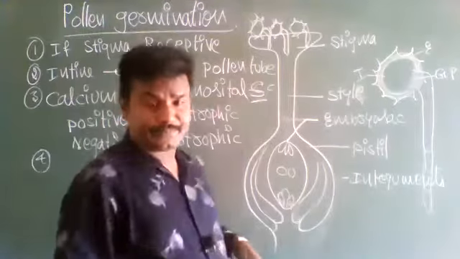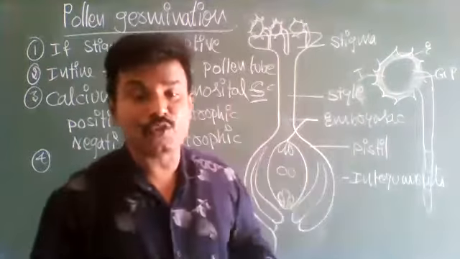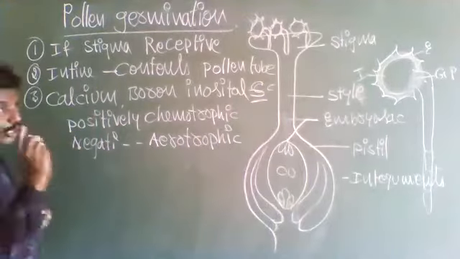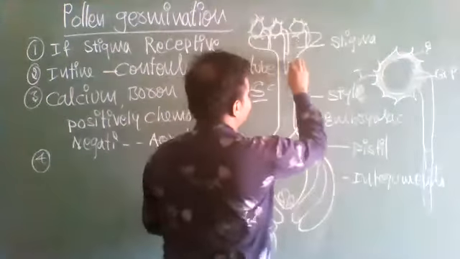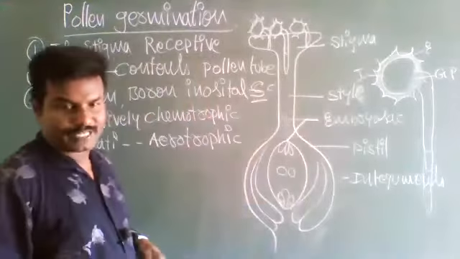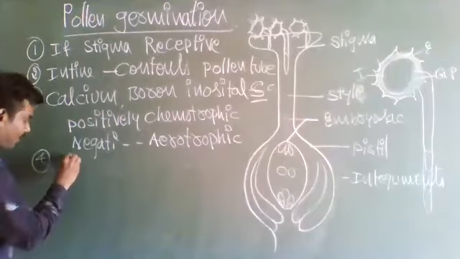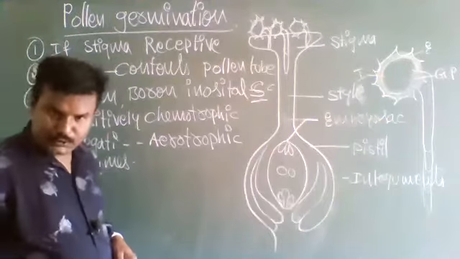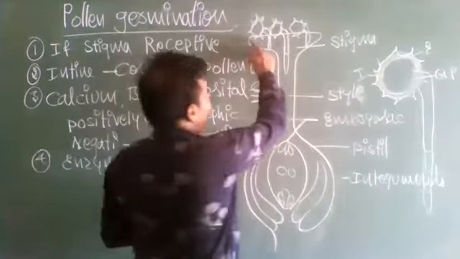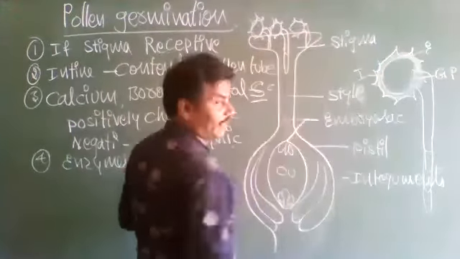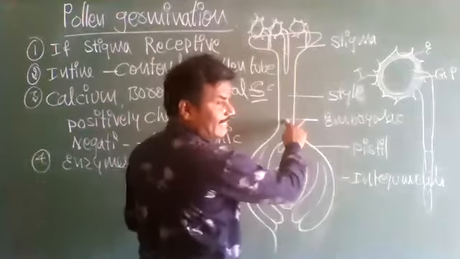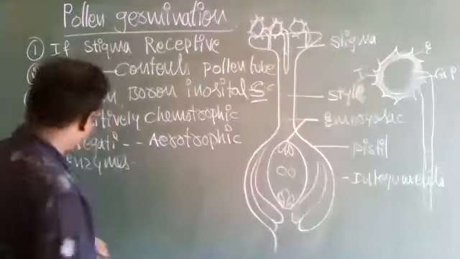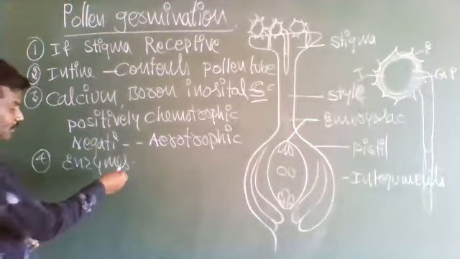Generally, the stigma also secretes various kinds of enzymes. See, not a stigma, so the growing pollen tube, a little bit corrected. The pollen tube secretes various types of enzymes. Those enzymes help to digest the epidermal tissue of the stigma, style, etc.